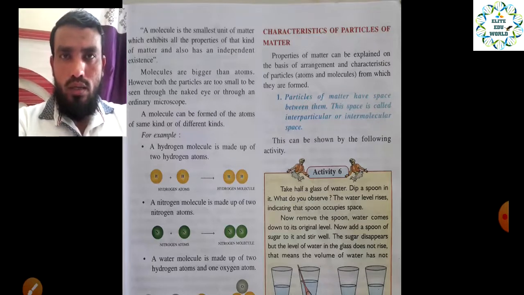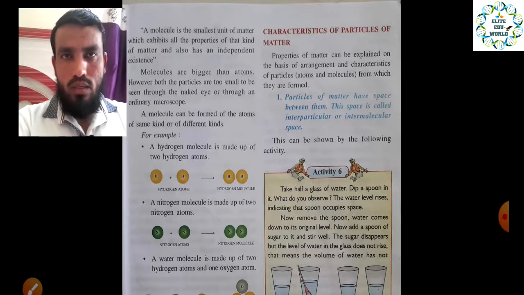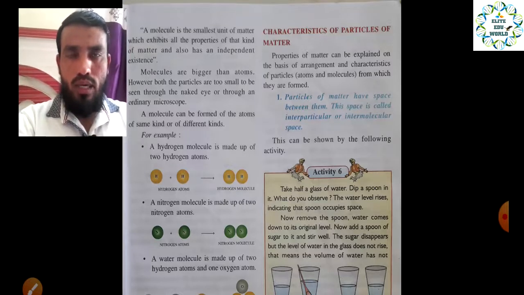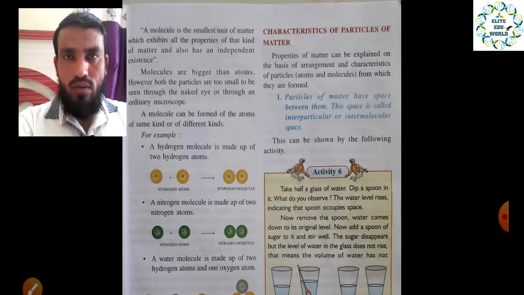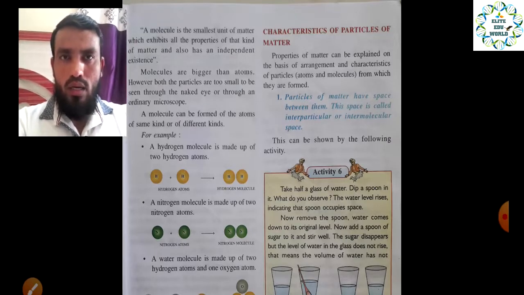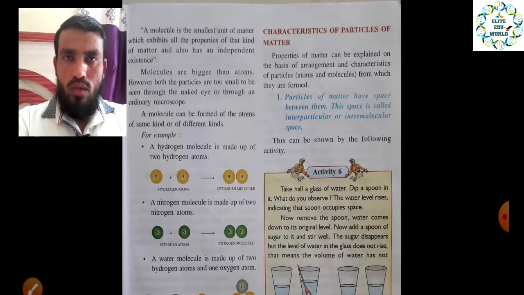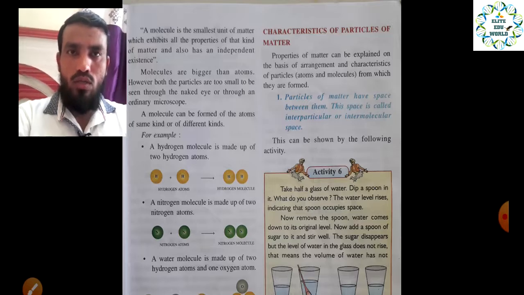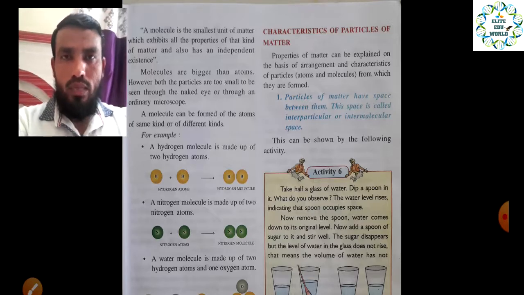So in that, the atoms can be of the same kind or of a different kind. Two atoms can come together and make a molecule, or atoms of the same kind can also come together and make a molecule. There is no condition that the atoms must be of the same kind. The same kind of atom can make a molecule, and different kinds of atoms can also join together and make a molecule.